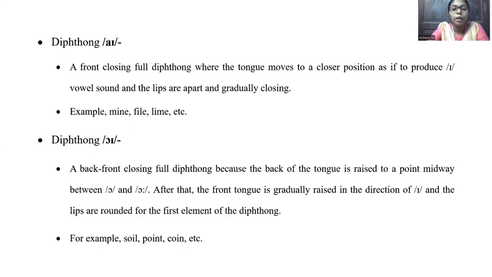In the diphthong oi, which is a back front closing full diphthong, the back of the tongue is raised to a point midway between O and O. After that, the front tongue is gradually raised in the direction of I, and the lips are rounded for the first element of the diphthong. For example, soil, point, coin, etc.